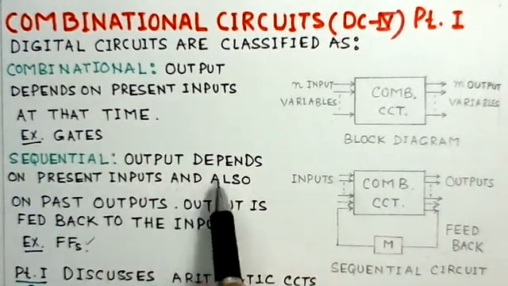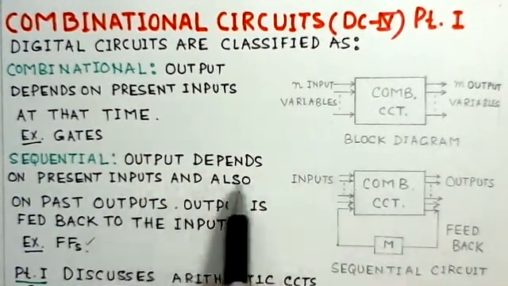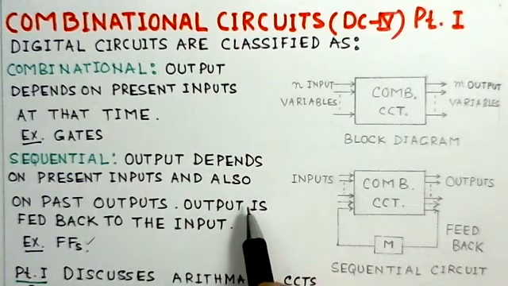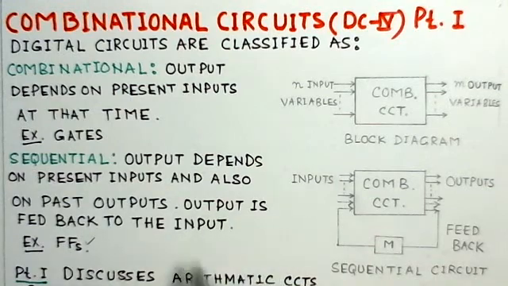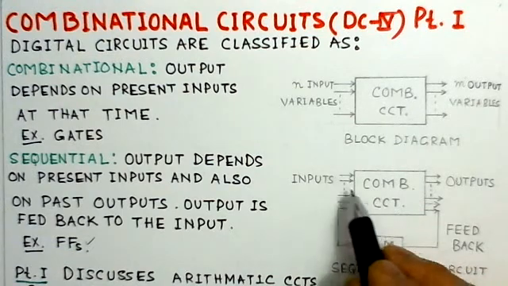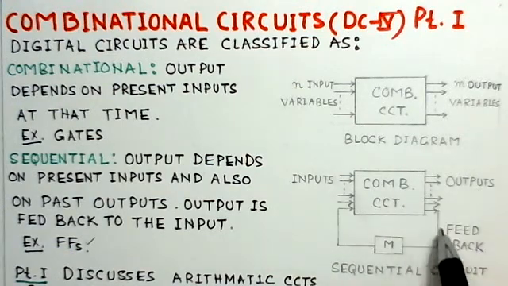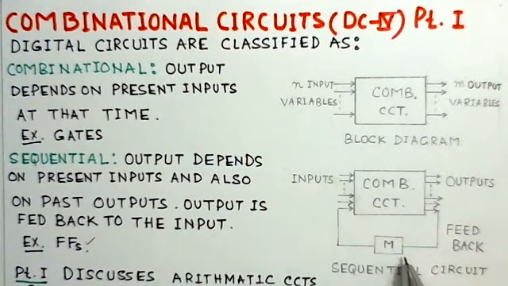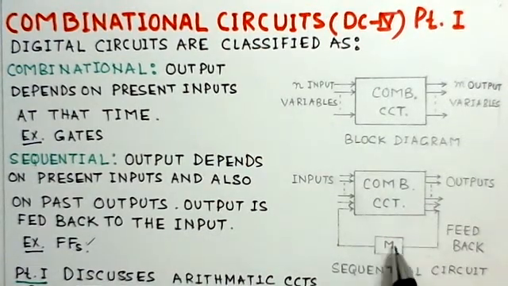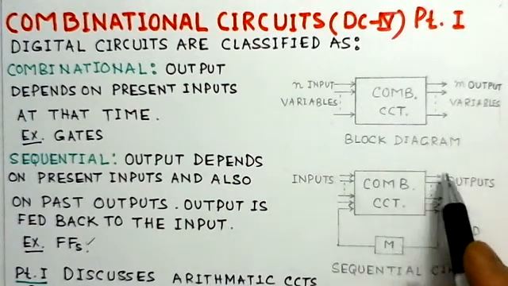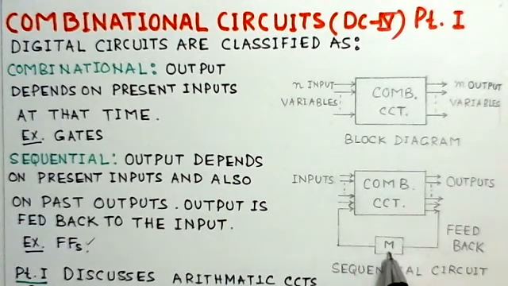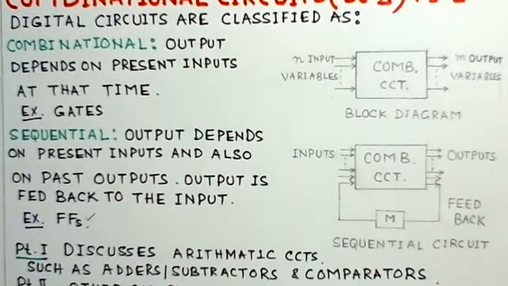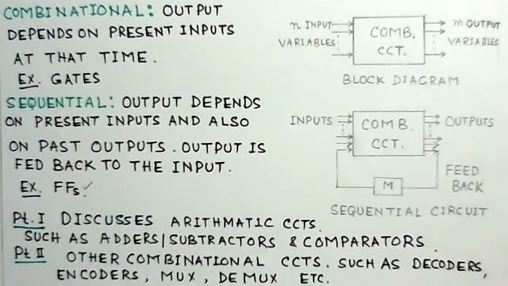Similar to the sequential circuits here, the output depends on the present input and also on the past outputs. That means we notice here the output is fed back to the input. They are like inputs, the outputs, and the output is fed back here to the input side. There could be more than one feedback path here, not only one. So such a circuit, this whole circuit along with this memory element, this forms the sequential circuit.